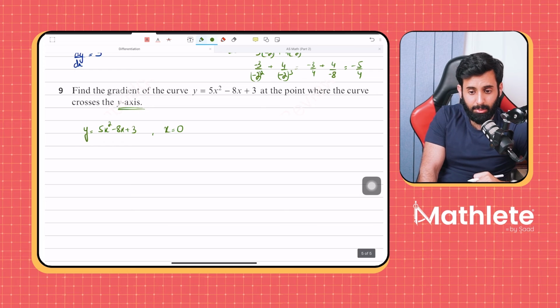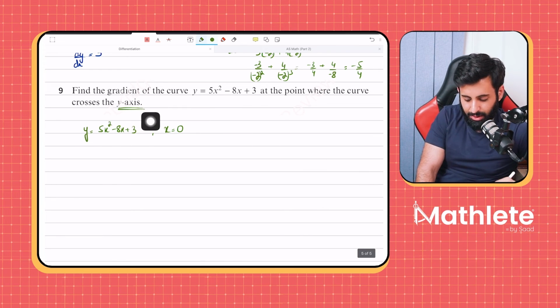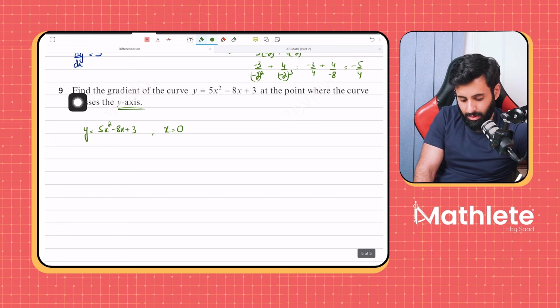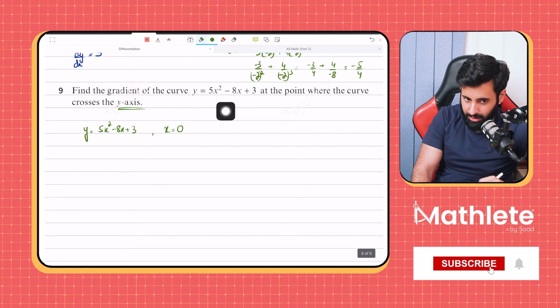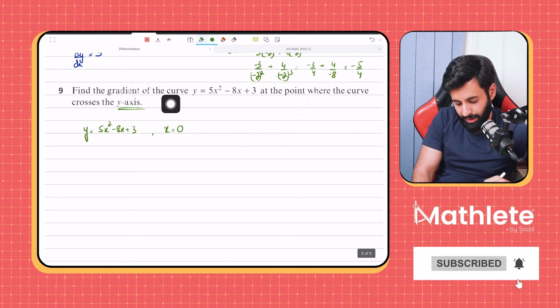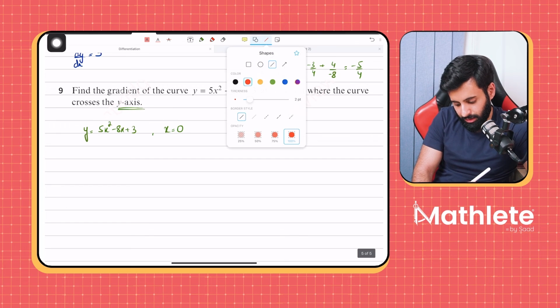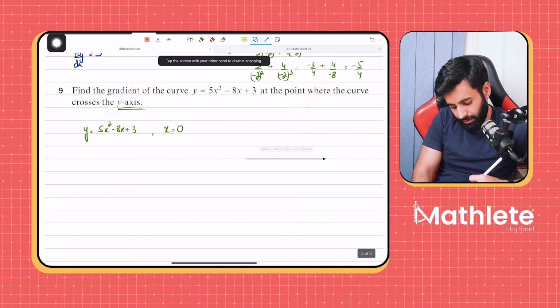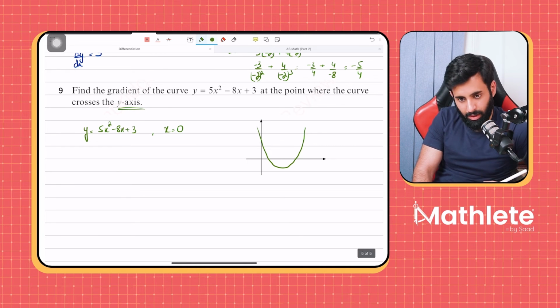Isn't that stationary, where the gradient is equal to 0? Here, the gradient is not equal to 0. Please read the question carefully. We're supposed to find the gradient. The question doesn't say to find the stationary value or the stationary point or anything like that. We're supposed to find the gradient of the curve at the point where the curve crosses the y-axis. So read the question carefully. Don't make any assumptions. Here's the curve, and we're supposed to find the gradient of the curve where it crosses the y-axis.